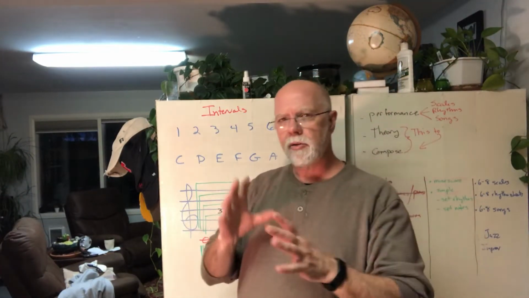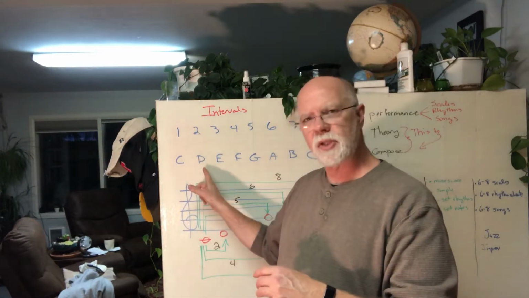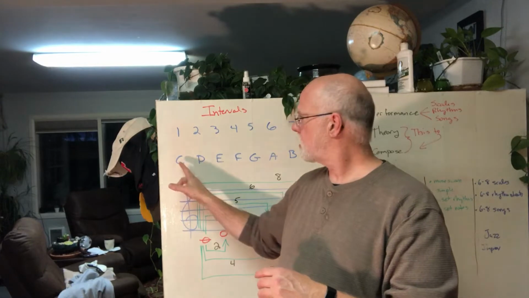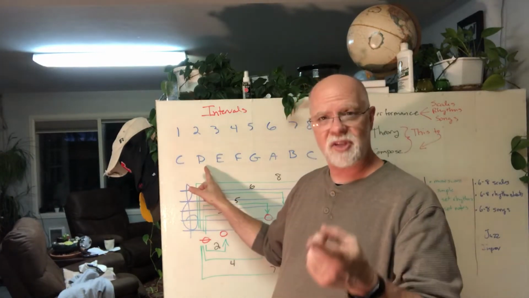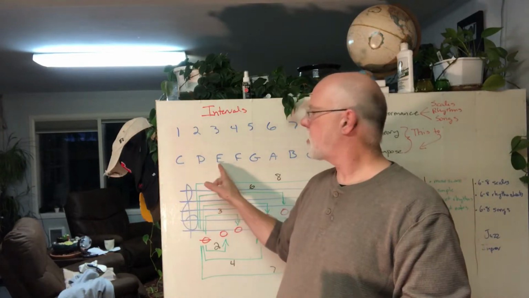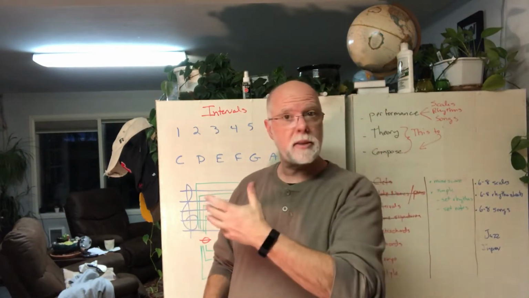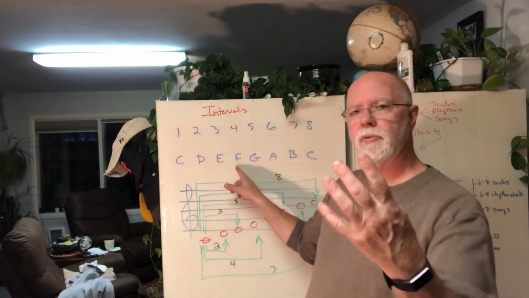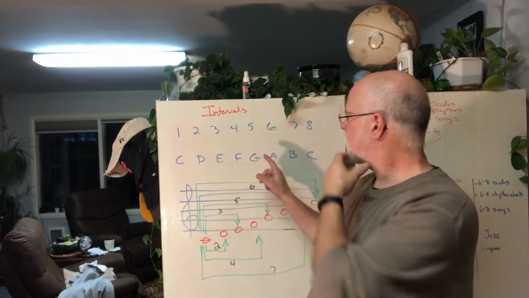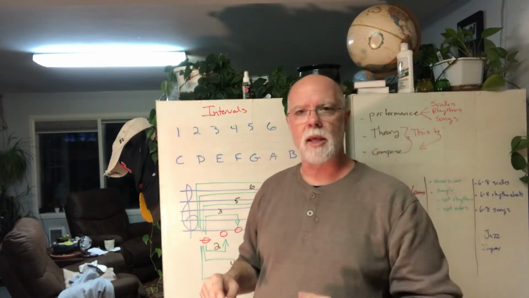The interval between the first note of the scale and the second note of the scale, 1 to 2, we call a second. The interval between the first note and the third note, C, D, E, we call a third, and so on. C, D, E, F is a fourth, to the G is the fifth, to the A is the sixth, to the B is the seventh, and then C to C is the eighth.